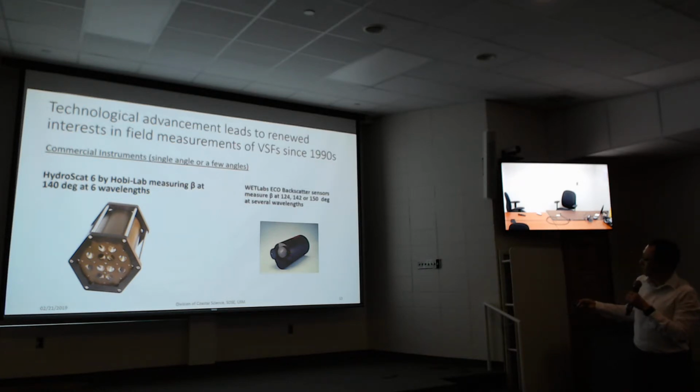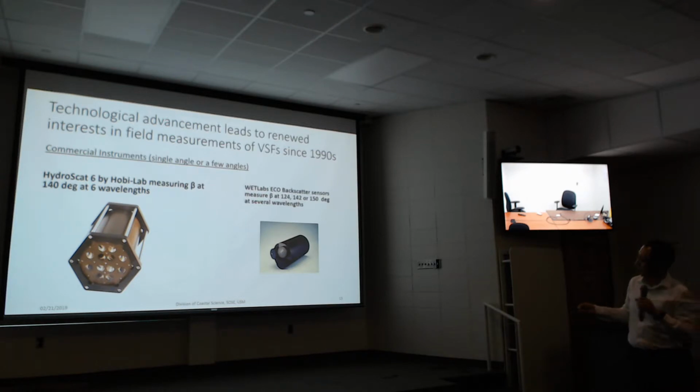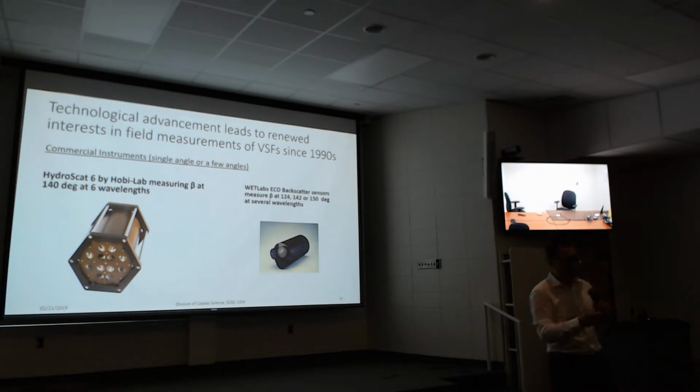And this is an instrument made by WET Labs called the ECO backscatter sensor, which probably many of you have heard of. There are many versions of this ECO sensor, and typically it measures the volume scattering at one angle, such as 124, 142, or 150 degrees, sometimes at one wavelength, sometimes at different wavelengths. So those commercial instruments measure the scattering at only one angle.